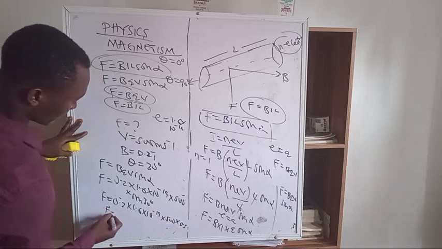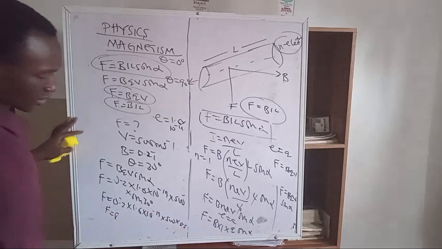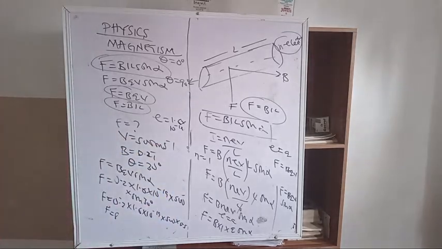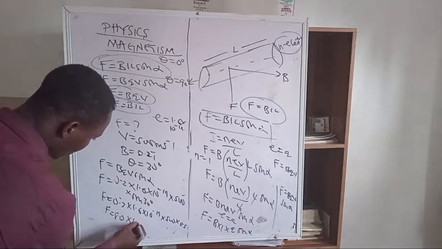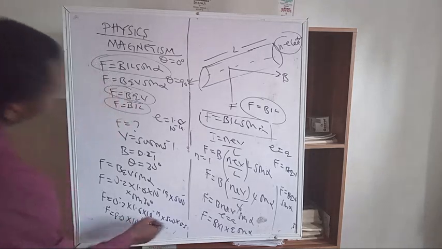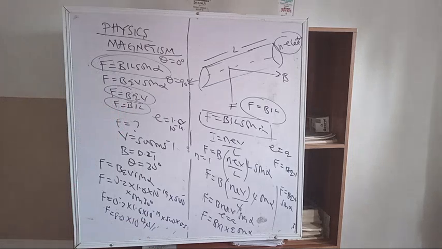Then if you multiply everything together, you are going to have 8 point something. I think 8.0 times 10 raised to the power 17, thereabout. So you have 8.0 multiplied by 10 raised to the power 17 Newton. That's what you're going to have at the end of the day if you calculate for that magnetic force. So that is how to attempt questions.